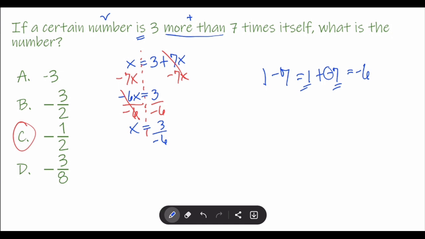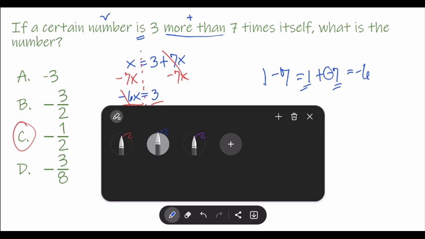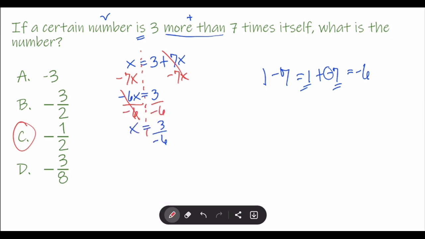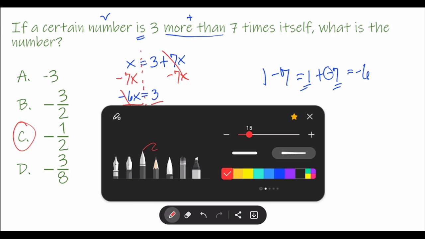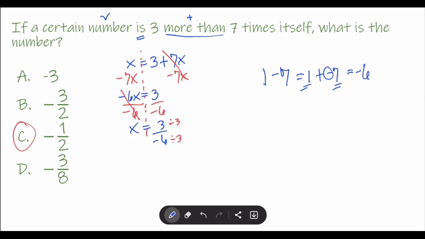We can't divide 3 by 6. We can divide 6 by 3, but in the reverse, it will be a decimal. Since there's no decimal in the options, we're going to reduce it first. Both are divisible by 3. That's how you reduce it: you find a common number that can divide both the top and the bottom. So 3 divided by 3 is 1, and negative 6 divided by 3 is negative 2.